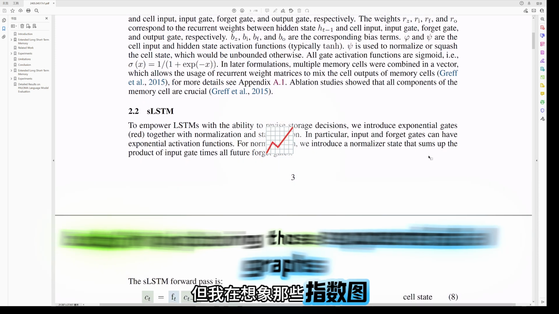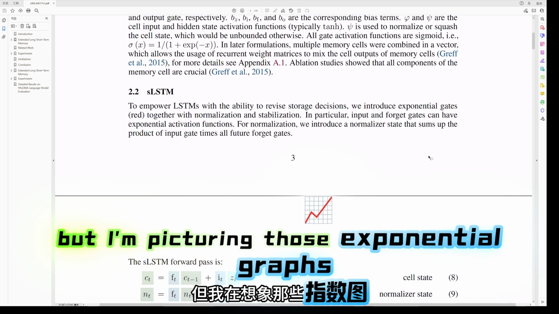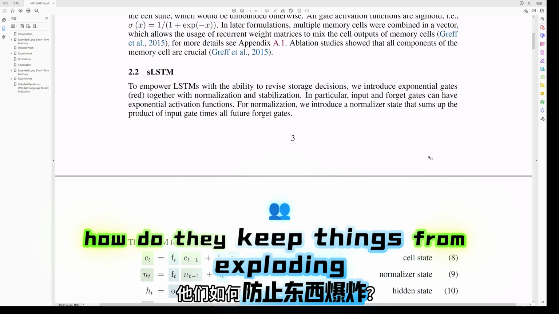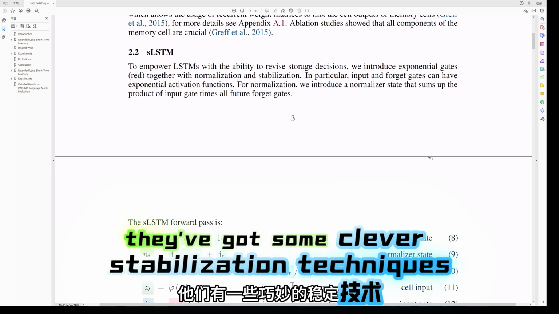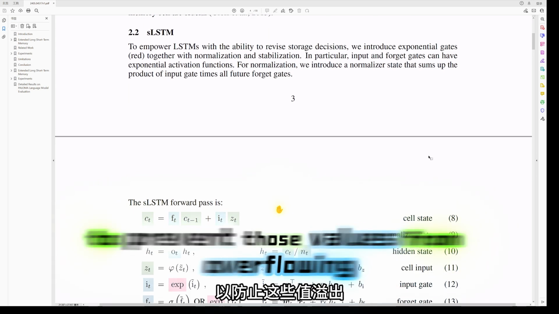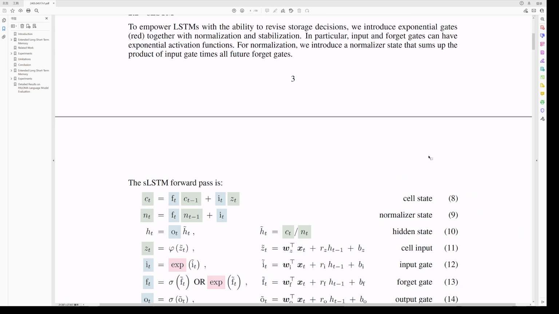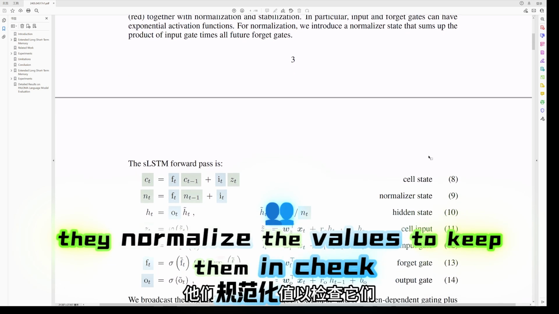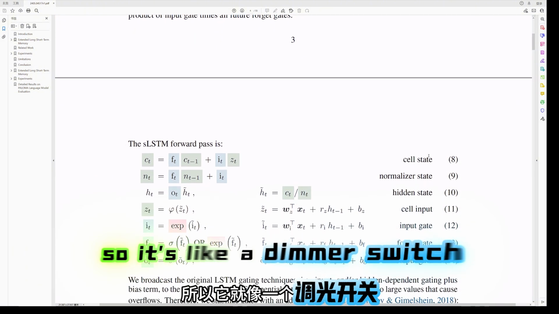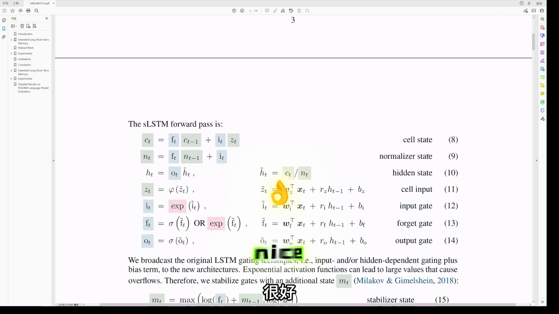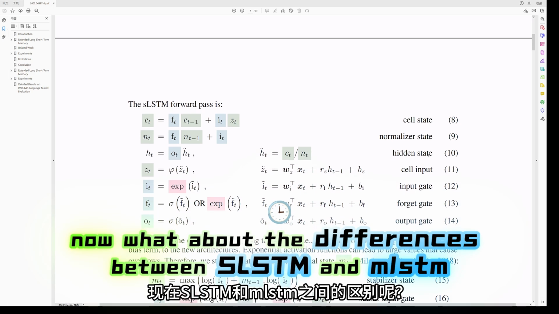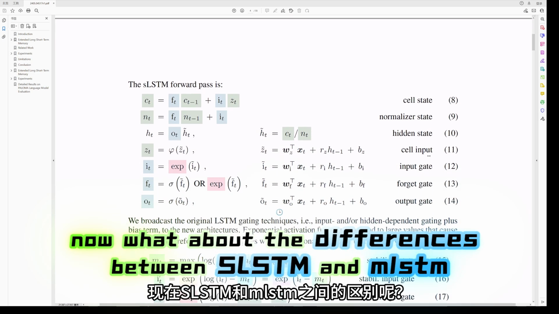Okay, I get it. But I'm picturing those exponential graphs shooting up to infinity. How do they keep things from exploding? They've got some clever stabilization techniques to prevent those values from overflowing. Basically, they normalize the values to keep them in check. So it's like a dimmer switch with a built-in safety feature. Nice. Now, what about the differences between sLSTM and mLSTM?